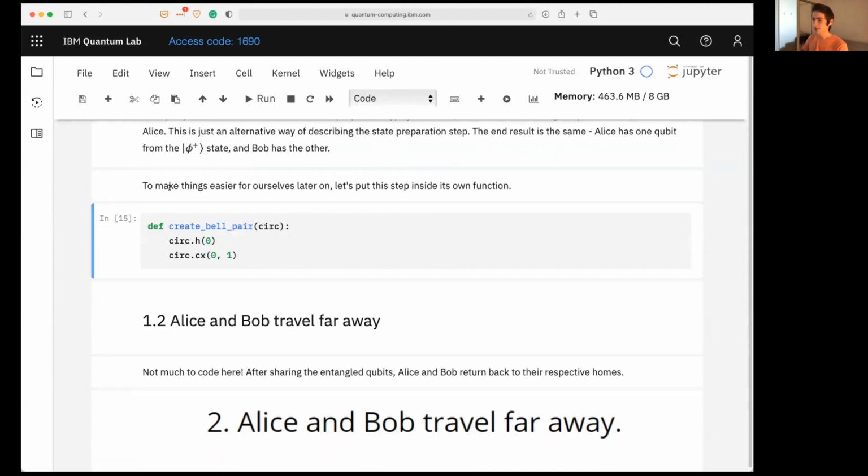Okay, so I'm going to go ahead and run this code block. So nothing pops out here, nothing gets printed, but now we have defined a function that's going to be helpful later on for constructing our full superdense coding circuit.